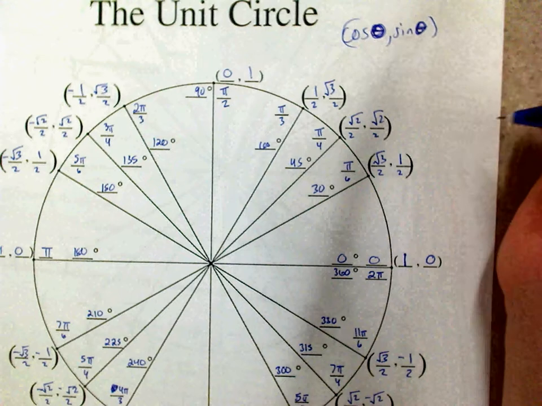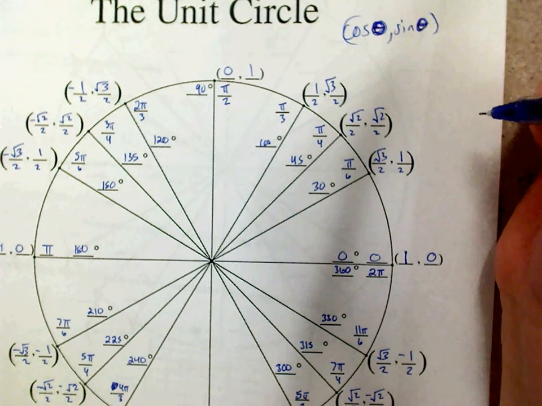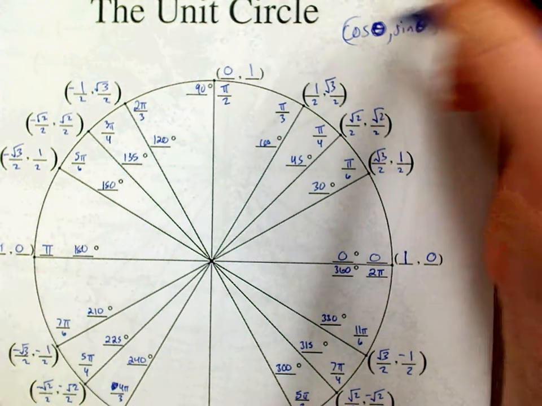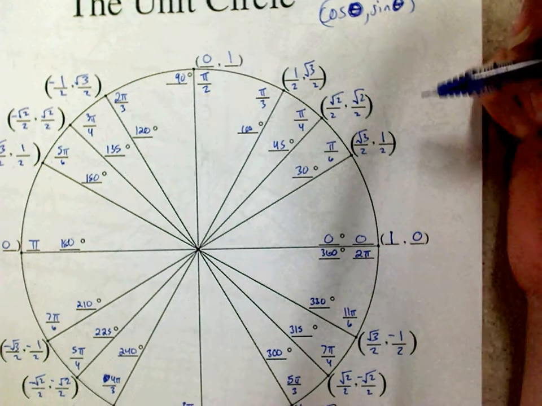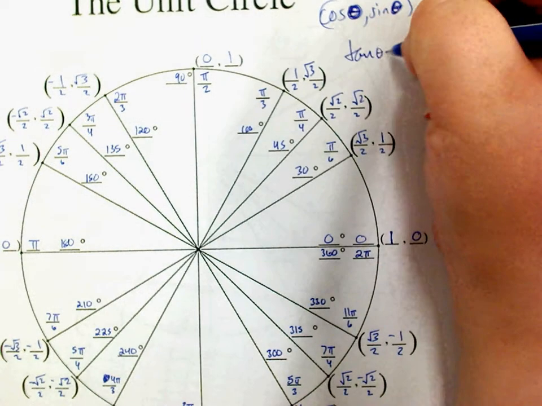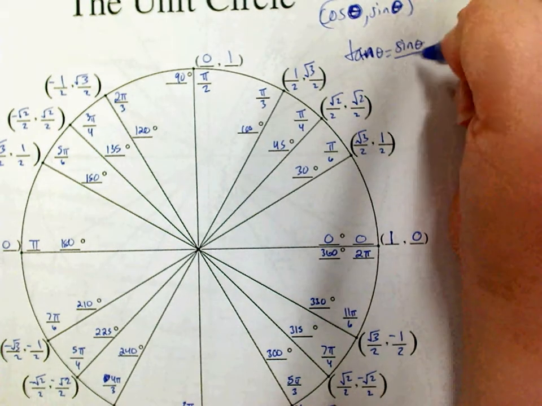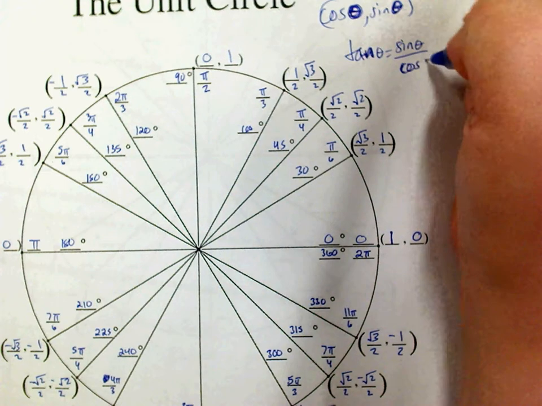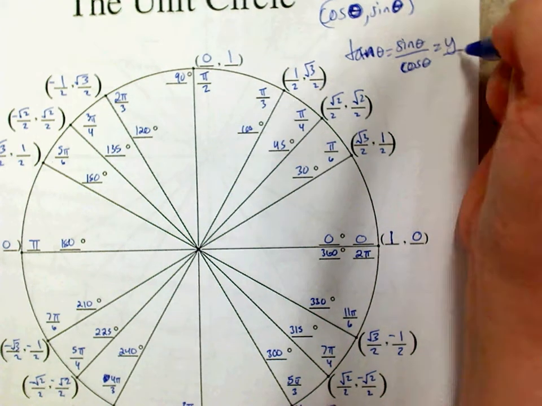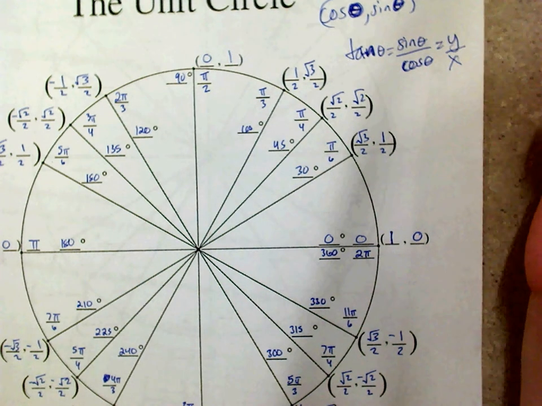What's tangent? Remember sine over cosine, and that is y over x, right? So if tangent is y over x, what's cotangent? X over y. Okay, so we need to find secant, which is reciprocal of cosine, so we're going to be looking at x values and flipping them.